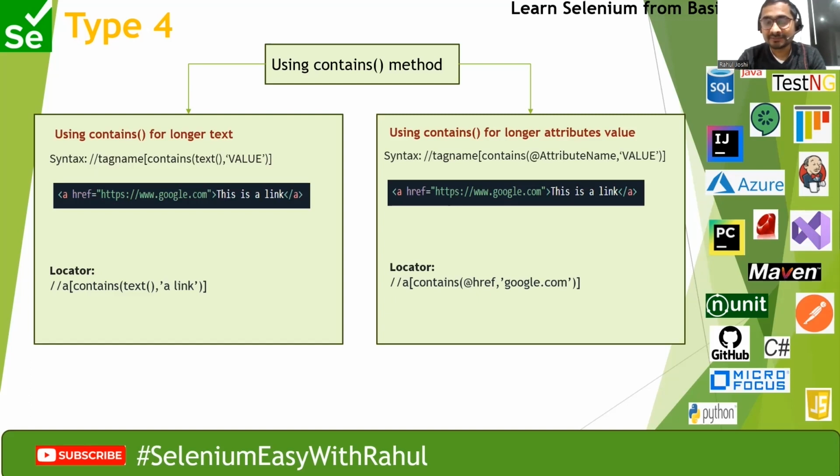So the syntax for this is /tagname. Then in the square brackets, we have to write contains. In the circular brackets, we have to write attribute name, comma, its value, right? And we have to close both the brackets.